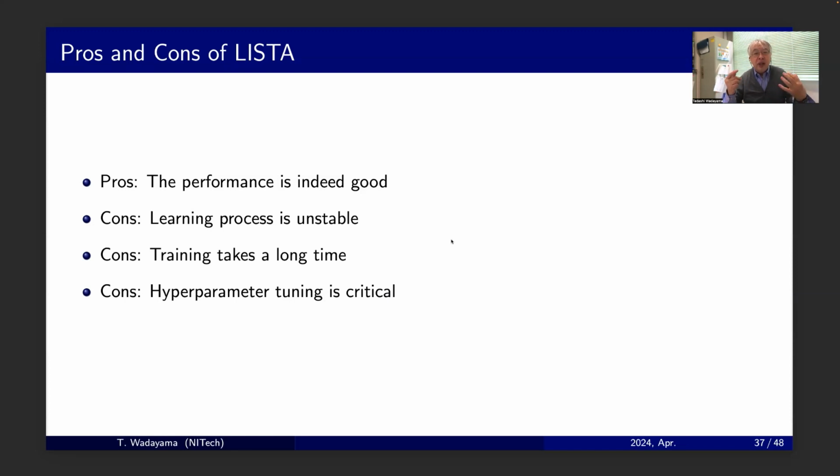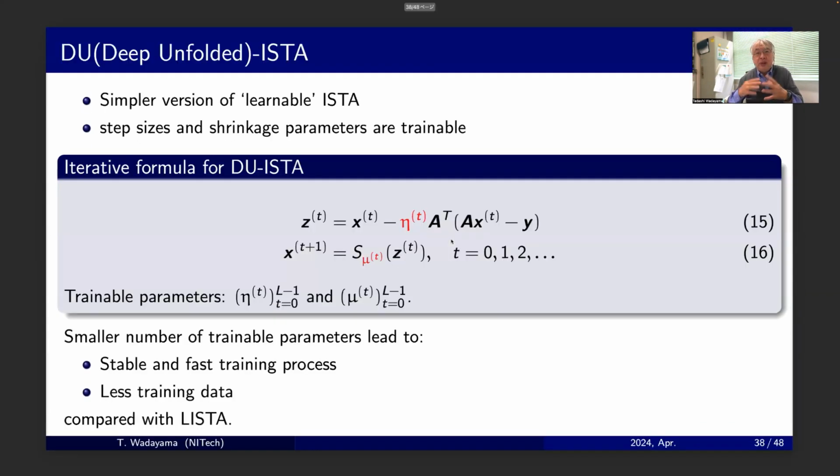You remember that we made matrices BT and ST trainable. So a matrix contains many trainable parameters. And also, hyperparameter tuning is critical. This suggests that there is a possibility of developing a more easily trainable variant of ISTA. So we can think that LISTA is not the final answer.